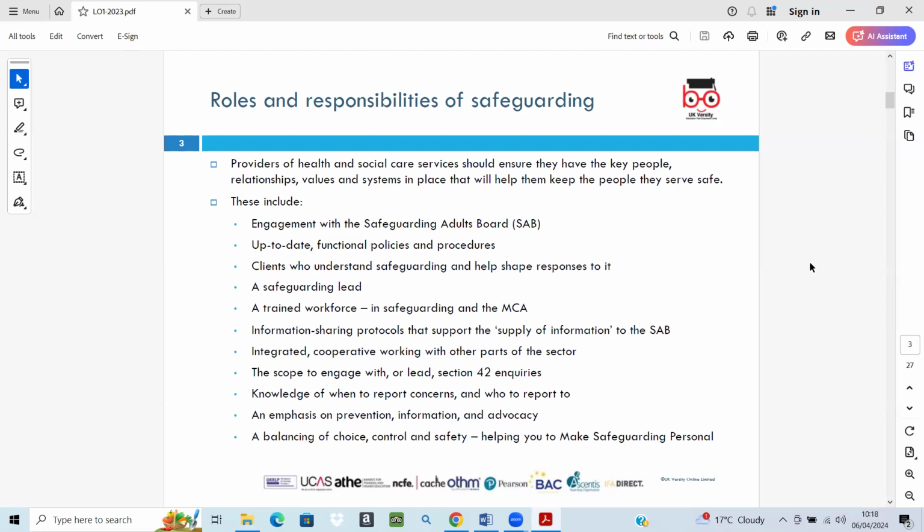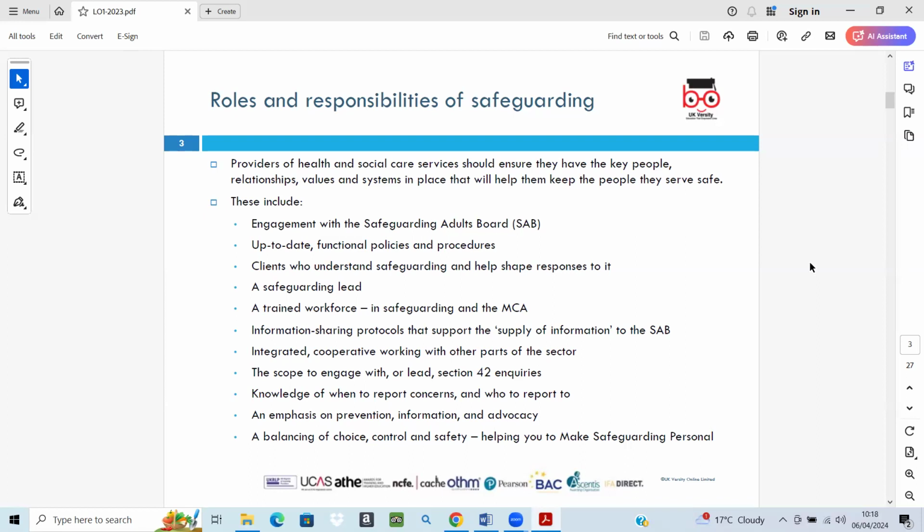In safeguarding and the MCA, what does MCA mean? Mental Capacity Act. So staff should be trained not only in safeguarding but also in understanding the Mental Capacity Act, which plays a crucial role in protecting vulnerable adults. So we should always consider the mental capacity of a person, and then we will act accordingly.